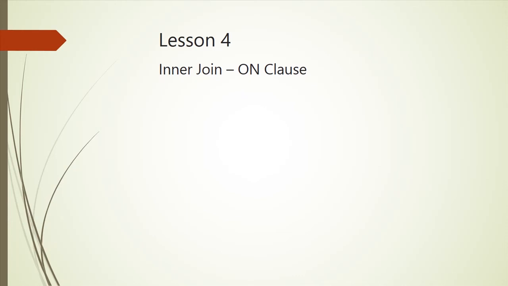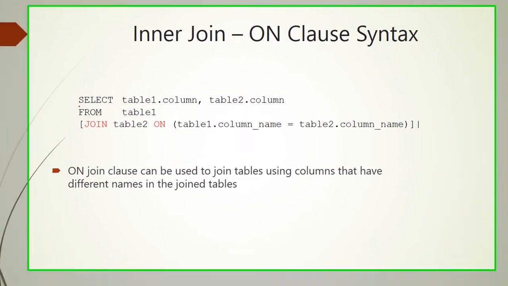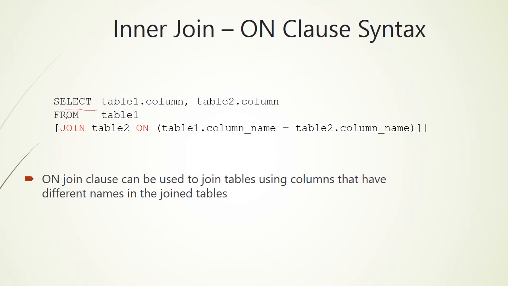Hello everyone and welcome to chapter 8 lesson 4, inner join using the ON clause syntax. In the previous lessons we learned how to write an inner join using the USING clause syntax and using the natural join syntax. So to write an inner join using the ON clause syntax, we can write SELECT the column names that we want to retrieve from table 1, JOIN table 2 ON, and specify column 1 from table 1 equal to column 2 from table 2.